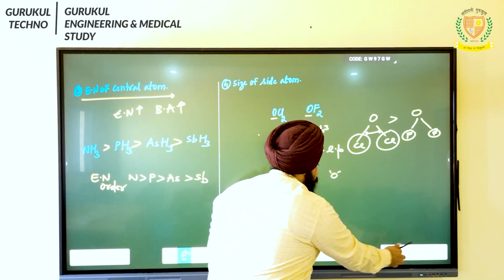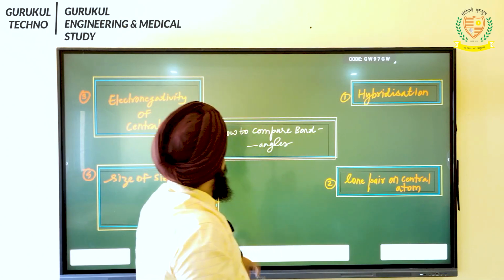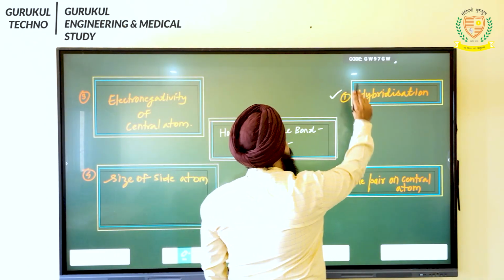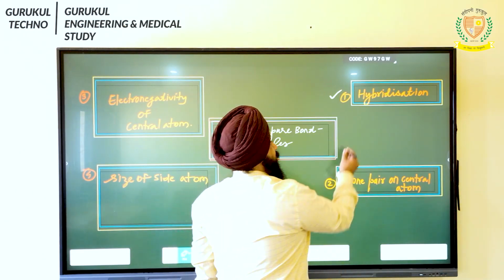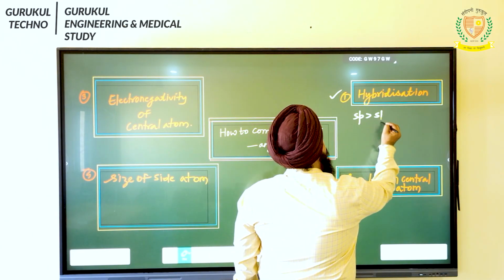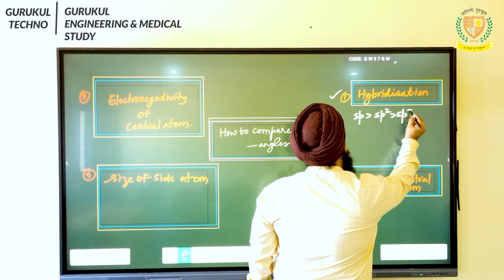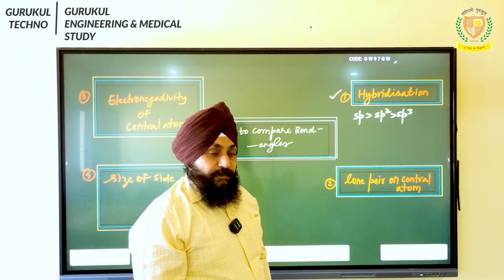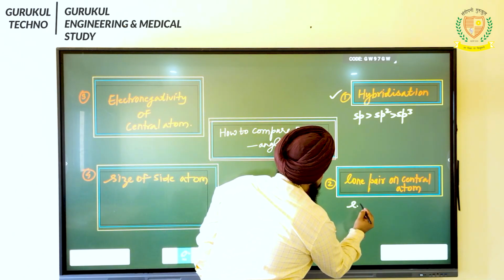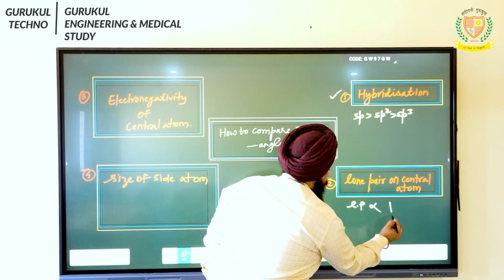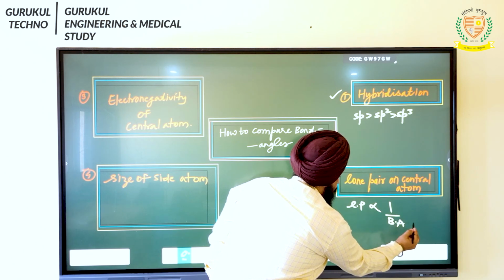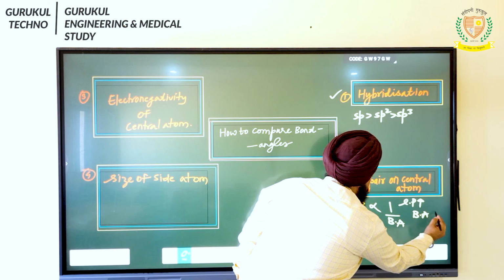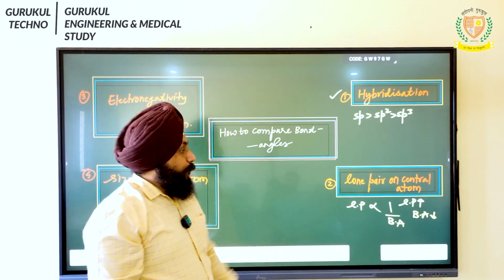So students, we are summarizing how to compare bond angle. The very first thing is you will check the hybridization: sp is greater than sp2, which is greater than sp3. Then you will check the lone pairs on the central atom. If the number of lone pairs is more, bond angle will be less, since they are inversely proportional.